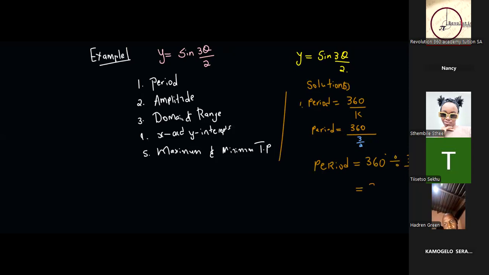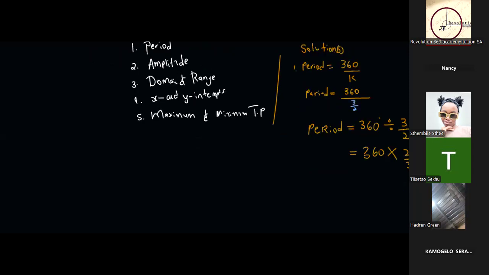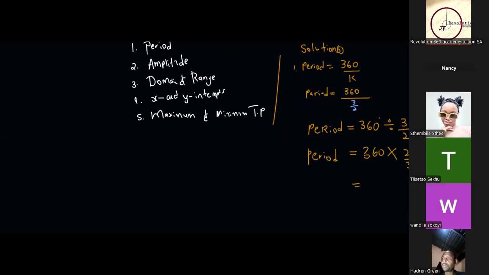Then let's find our period. Tell me what's the answer. Is it 240? Yeah, it should be 240. So it means the period of the graph y is equal to sine of 3 over 2 theta is 240. If we got 240, then you're correct. Then you go to number 2. The second question, they want us to find the amplitude. Who can tell me what is going to be our amplitude?